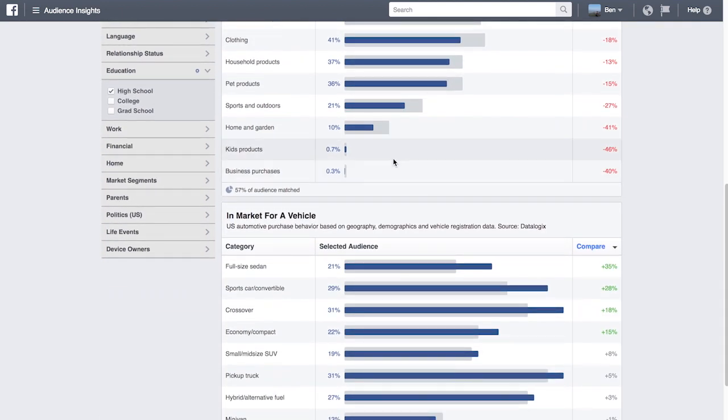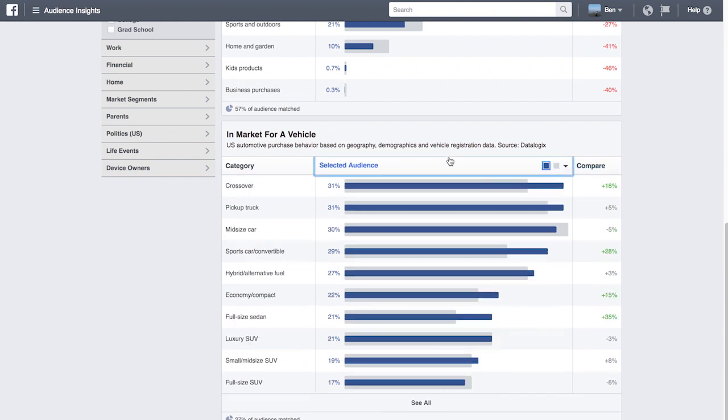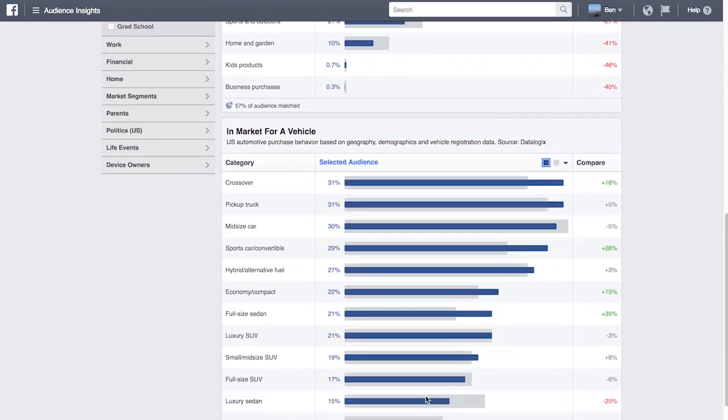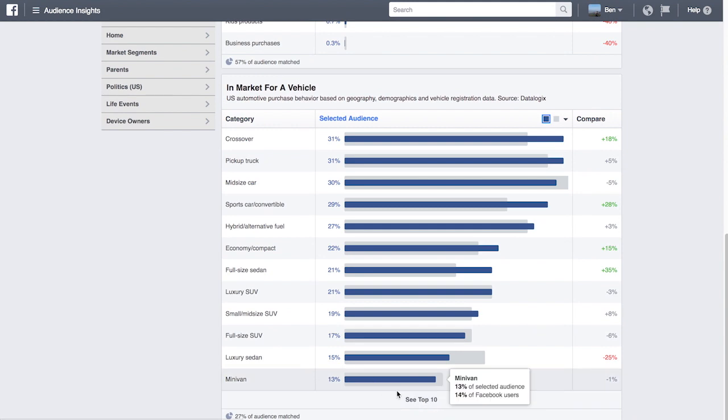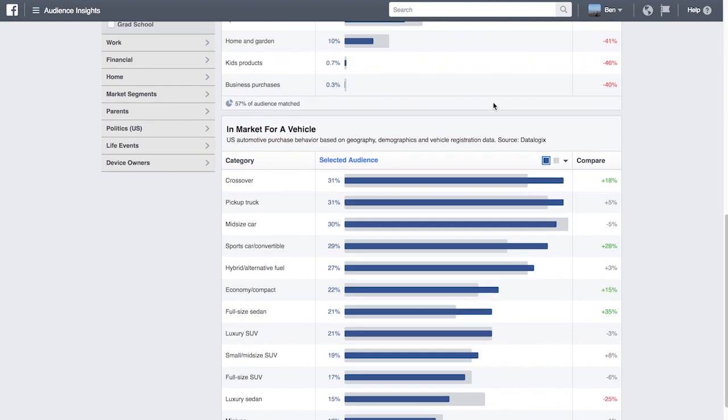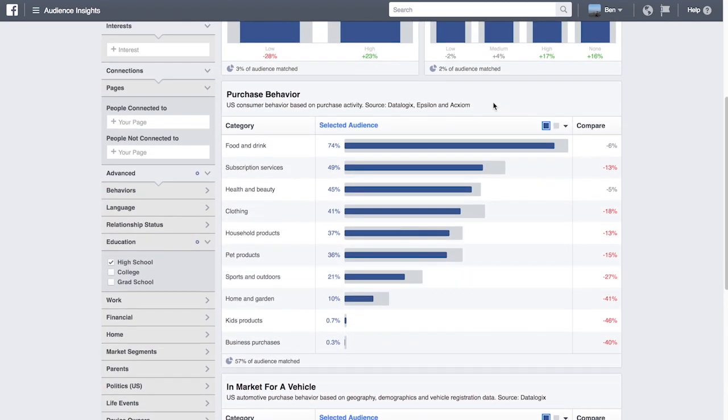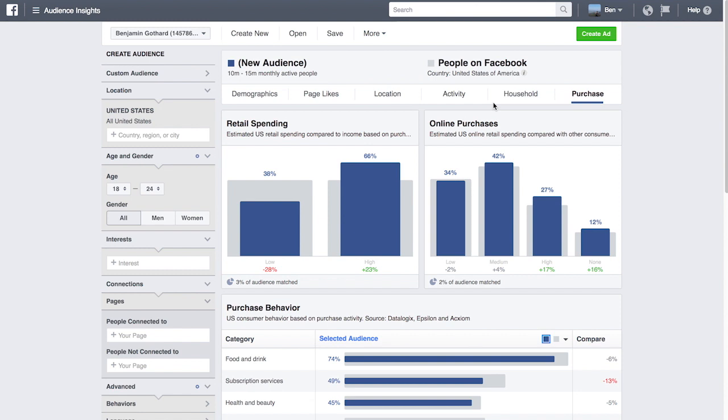So you wouldn't target people that are buying kids products because only 0.7% of this selected audience are buying kids products. And if they're in the market for a vehicle, you would be much more likely to sell them a crossover or a pickup truck than a minivan. And so based on the data, you can make incredibly informed decisions about how you market to them, about what you market to them, about who you're marketing to.